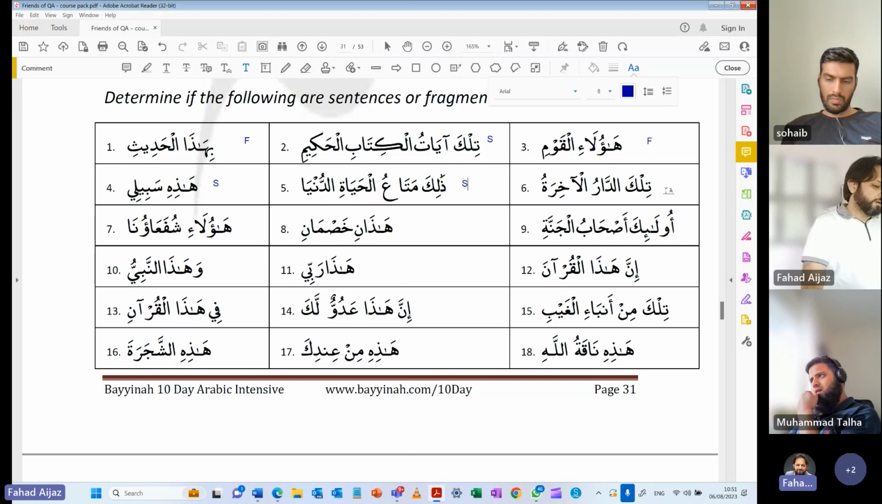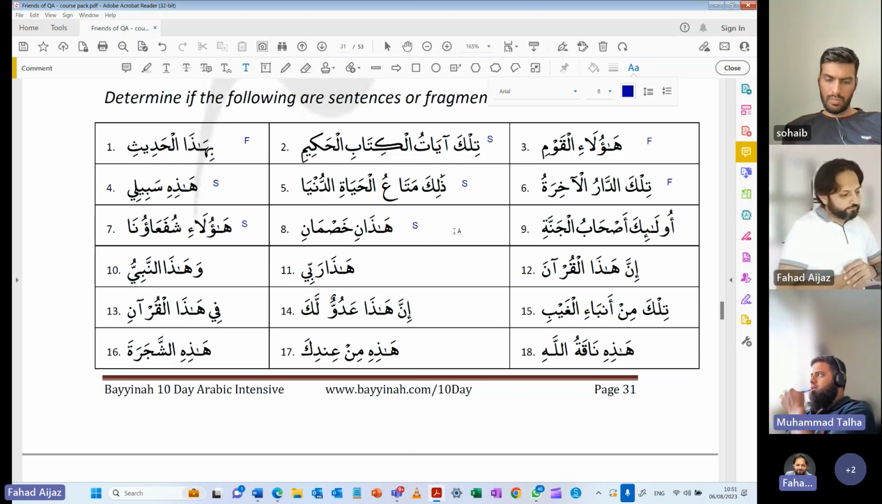Tilka darul akhirat: fragment. Haula'i shufa'ahu: fragment. Hazani khasmani: sentence. What are the four properties of this pointer? Hazani is a pair, it is raf'a. Hazani khasmani is absolute.